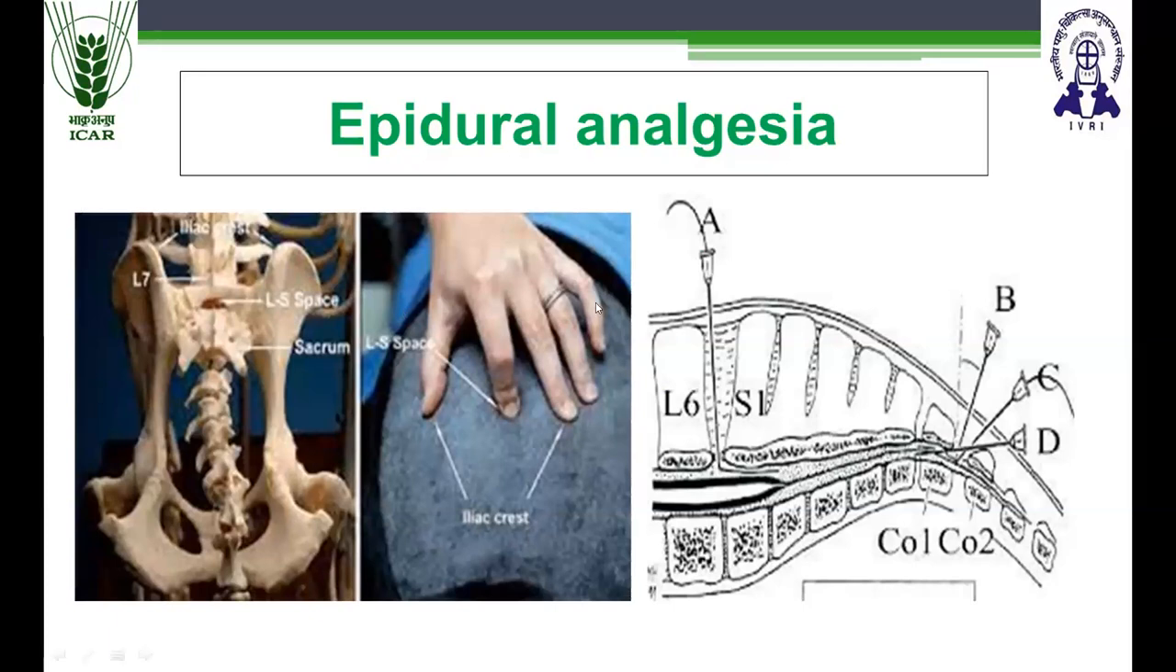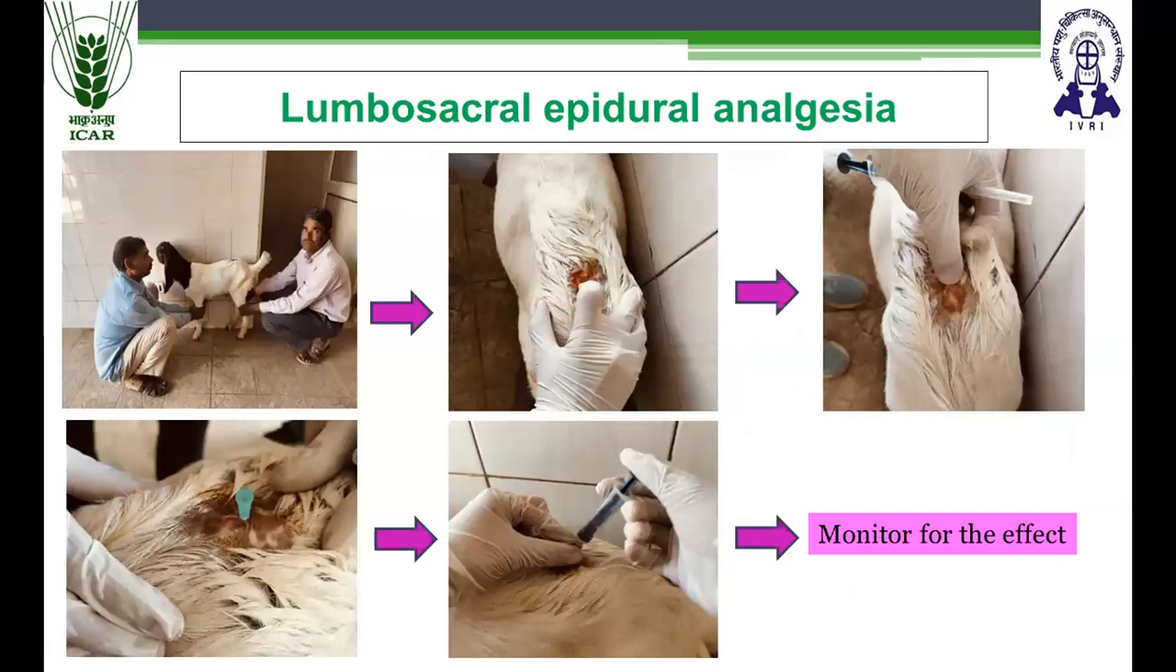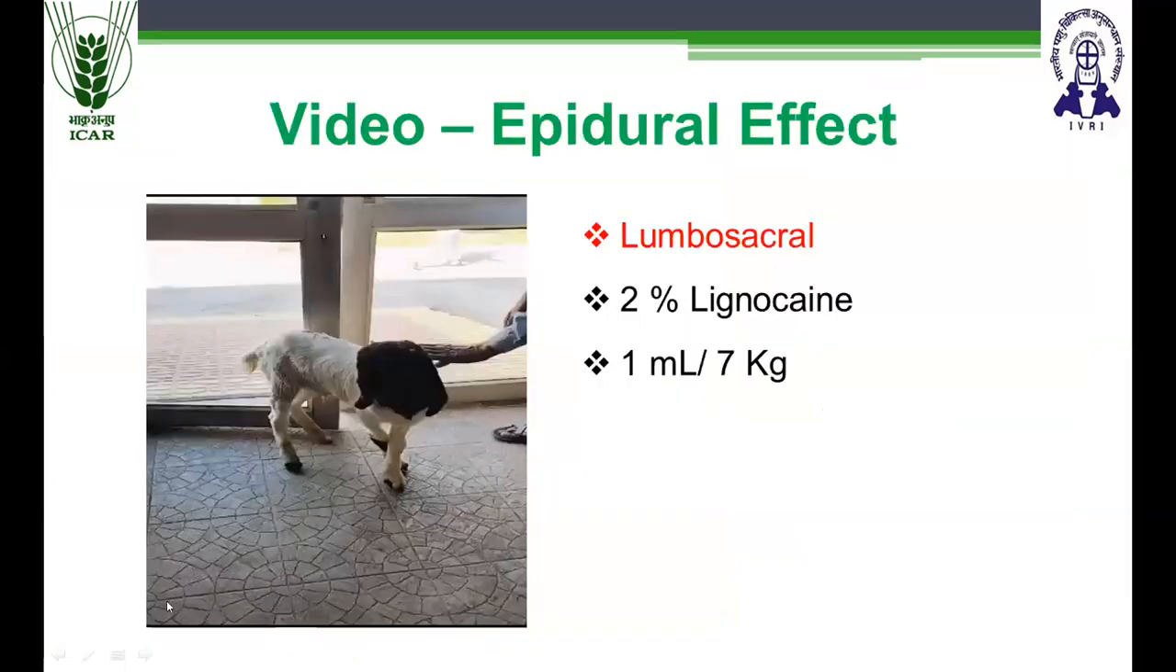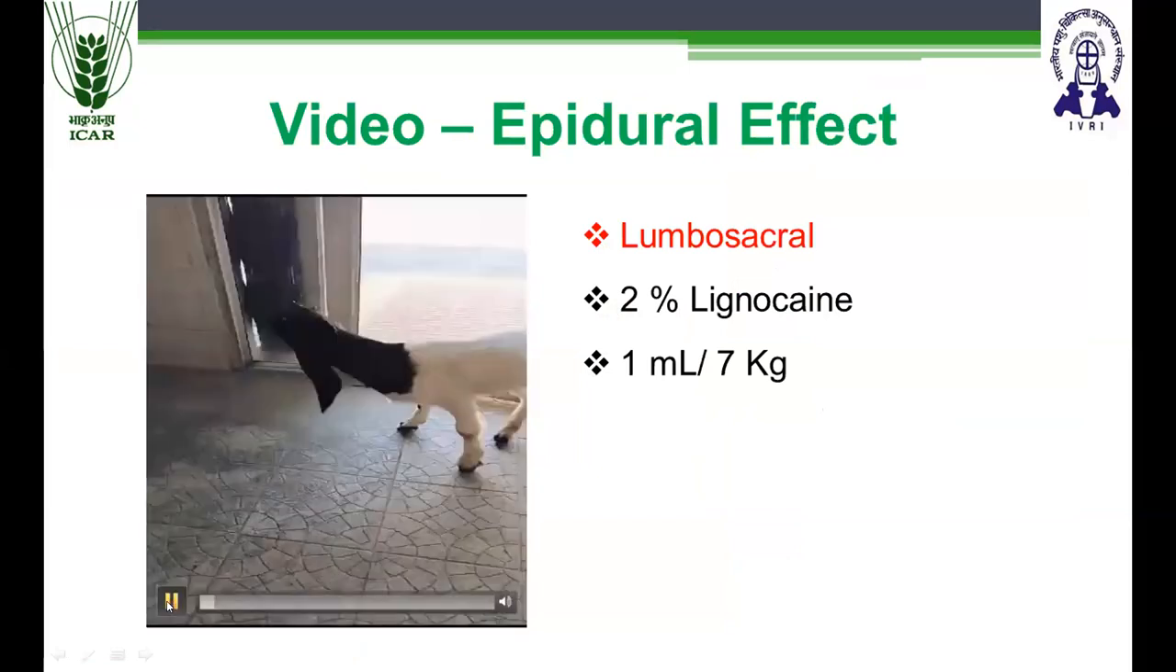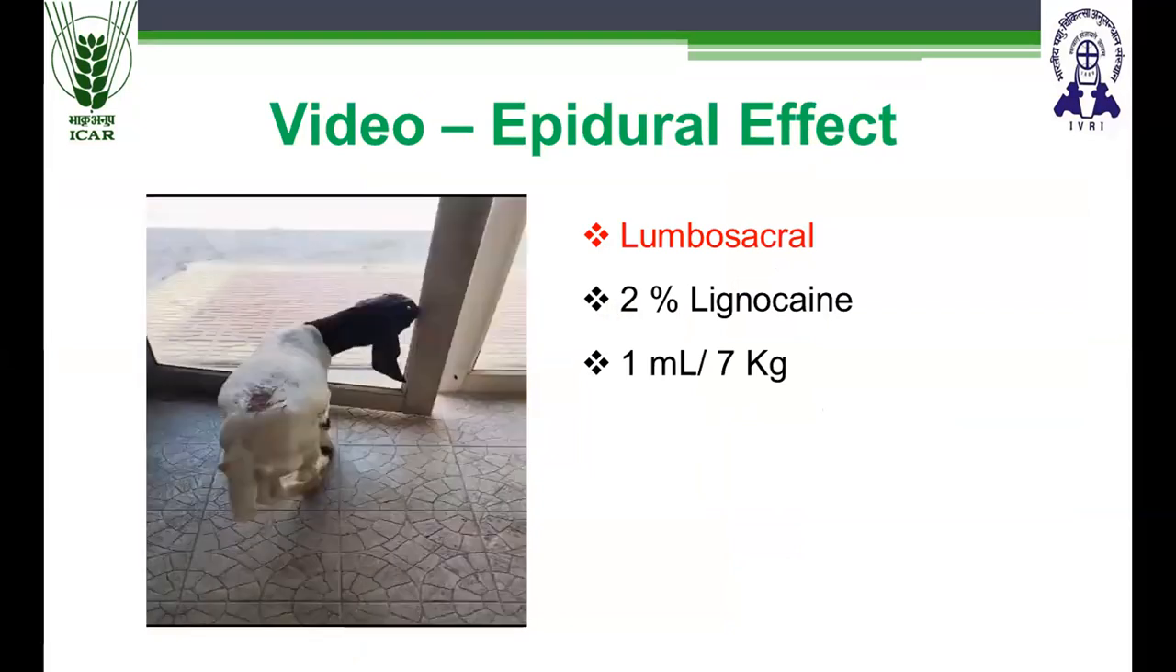But in other animals, in adult animals, it is very easy to get. For giving lumbosacral epidural anesthesia, the animal should be properly restrained. This is easy to manipulate. We have to palpate the lumbosacral space, this depression, inject the anesthesia, and monitor the effect. After some time, it will take 5 to 10 minutes for epidural anesthesia. You can see the animal becoming recumbent.